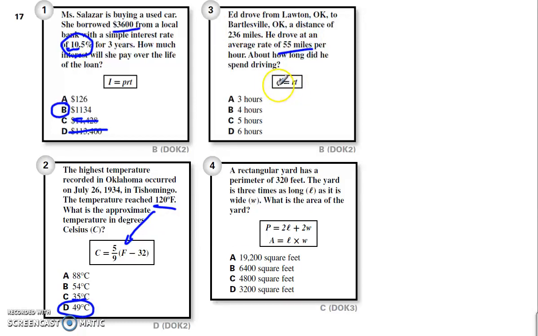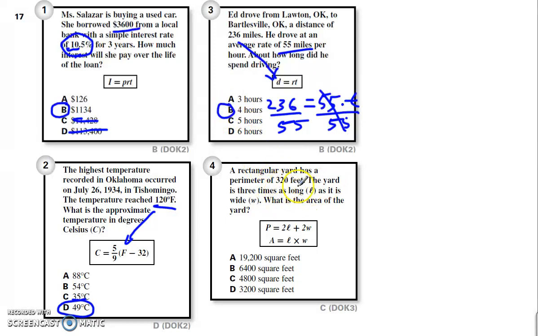Number 3, driving from Lawton to Bartlesville at 55 miles an hour. D equals RT means distance is rate times time. So the distance is going to go in here. It's 235. That means 235 is equal to the rate, 55 miles per hour, times the time. So now we need to divide by 55 on each side to find the time. Okay, and the answer is B, 4 hours.